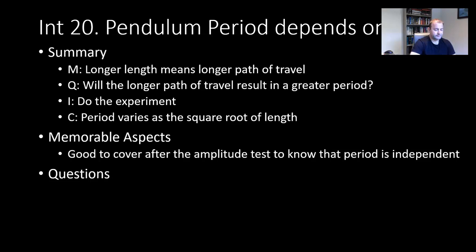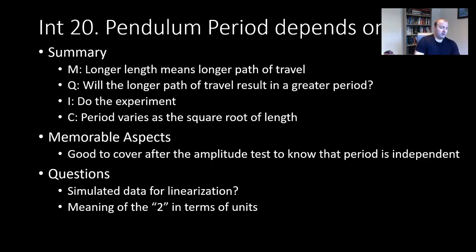So some questions I had. Do you think this would be a good opportunity for some simulated data and for students to do a different type of linearization than they've done before? Square root linearization is a bit different than a squared linearization or a cube linearization, which you would have done with Kepler's law, in the meaning of the two in terms of units.